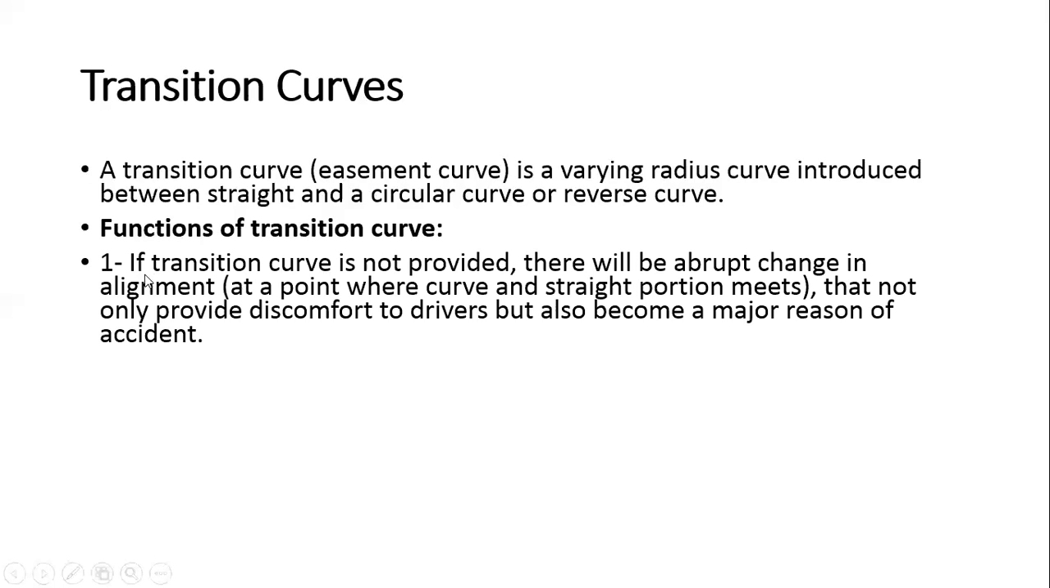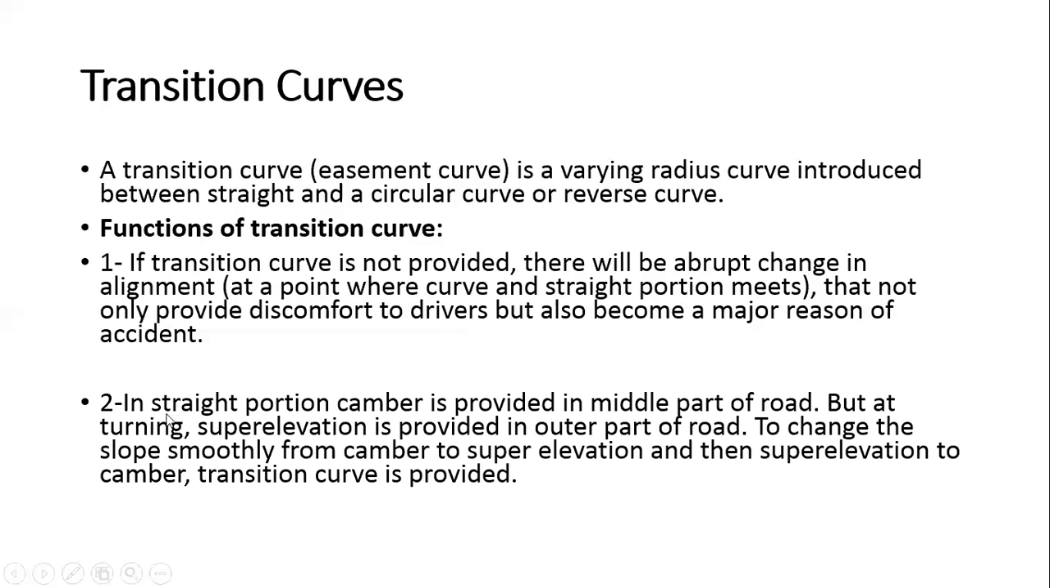The first function: if a transition curve is not provided, then what will happen? There will be an abrupt change in the alignment. That is, the alignment suddenly changes from a straight to a circular curve. This not only provides discomfort to the drivers, but also becomes a major reason for accidents, because the curvature suddenly changes from a straight to a circular curve. That gives discomfort to the driver as well as the passengers, and it becomes a major reason for accidents on highways if a transition curve is not provided.